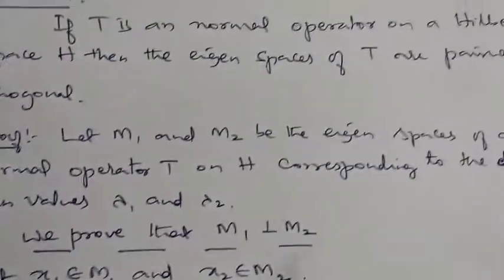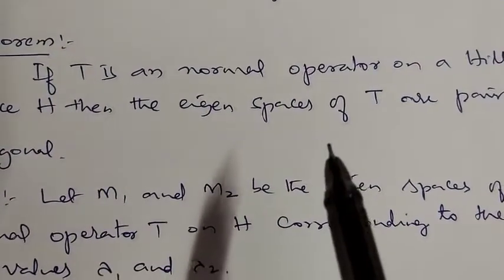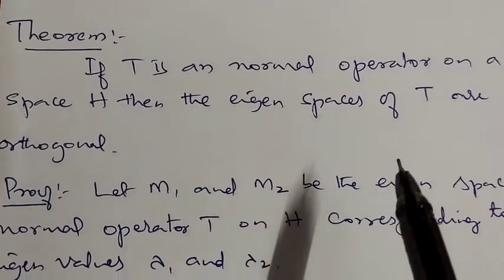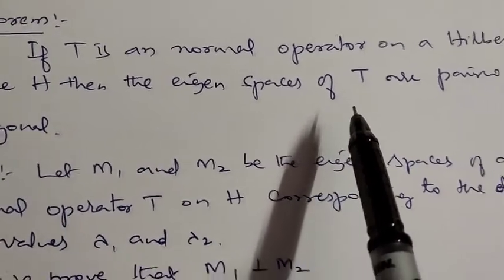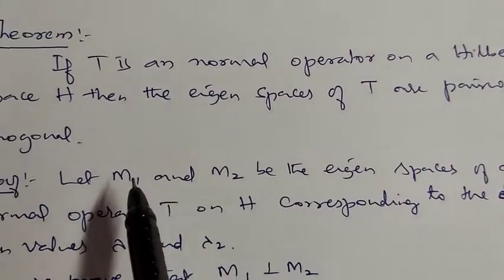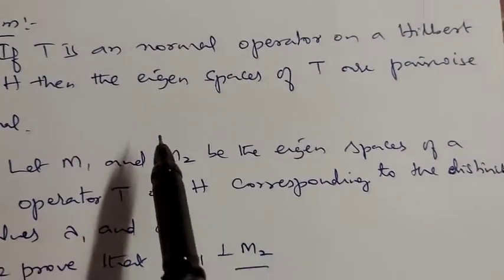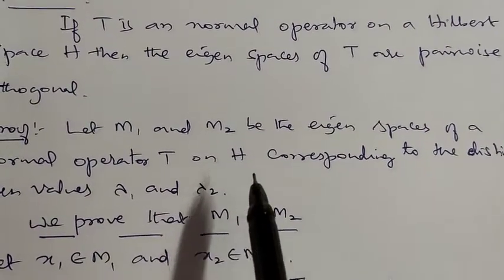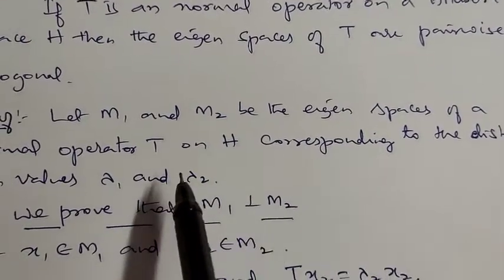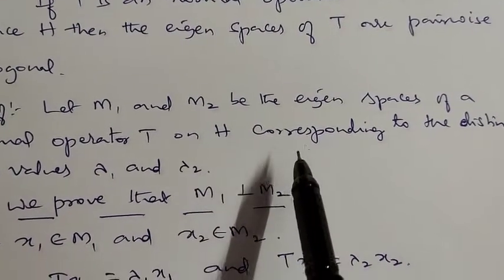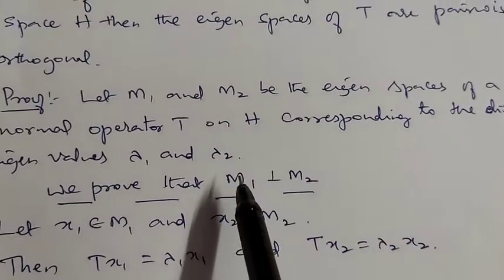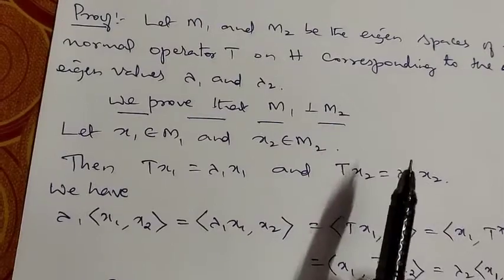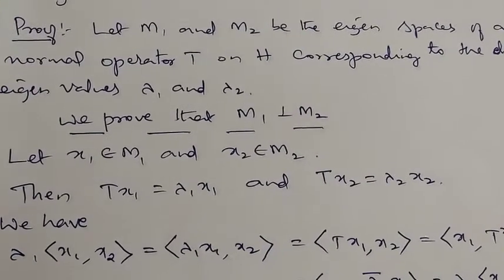Next, suppose T is a normal operator on a Hilbert space H. Then the eigenspaces of T are pairwise orthogonal. For this, let M1 and M2 be two eigenspaces of a normal operator T on H corresponding to the distinct eigenvalues lambda 1 and lambda 2. Okay, so M1 and M2 are the eigenspaces corresponding to the distinct eigenvalues lambda 1, lambda 2.